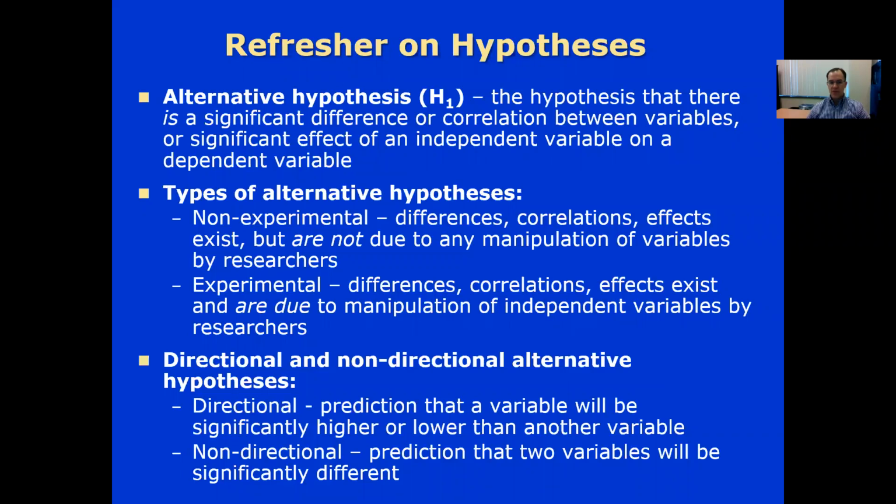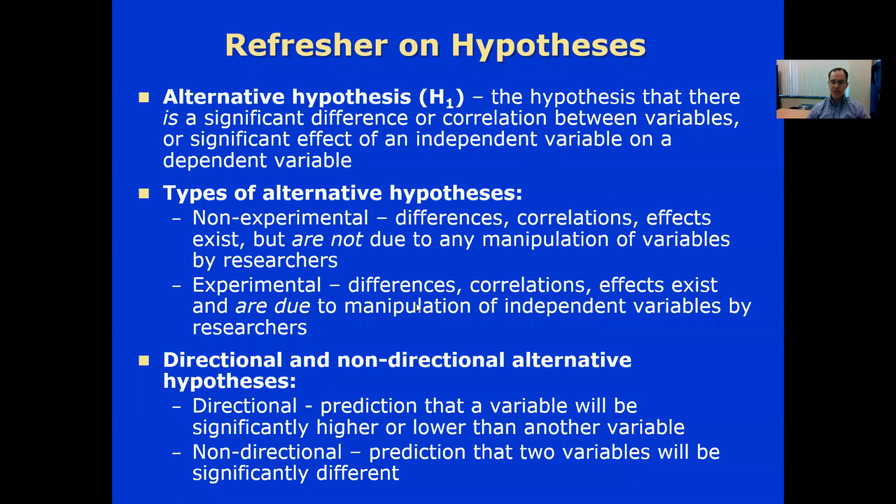Now, there are some types of alternative hypotheses. One is non-experimental, which means the differences or correlations or effects between two variables do exist, but they're not due to any manipulation of the variables by the researchers. They just exist. Whereas an experimental hypothesis is that the differences, correlations, associations, or effects that exist are due to the manipulation of the independent variable by the researcher. So in other words, the intervention that the researcher has utilized does have an effect on the outcome, and that's an experimental hypothesis.